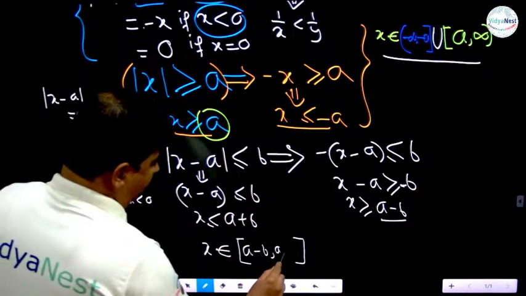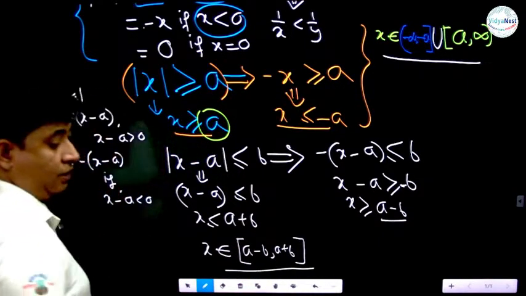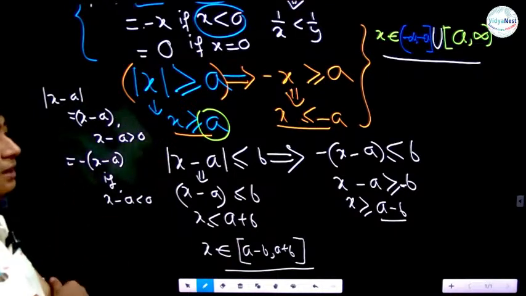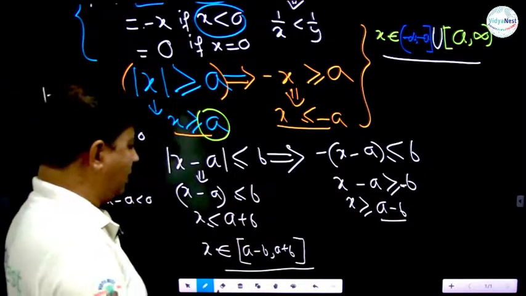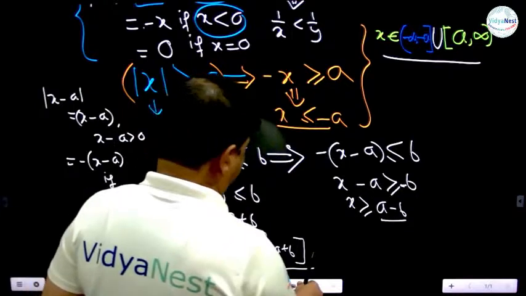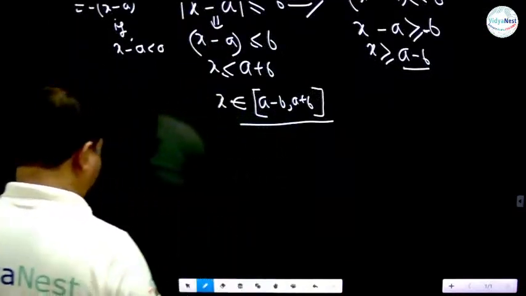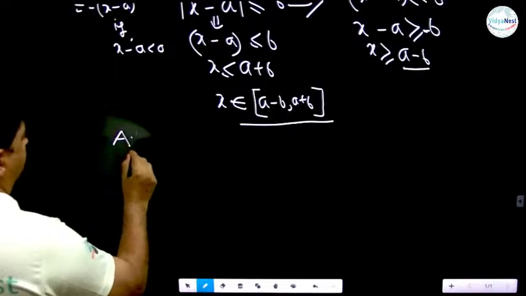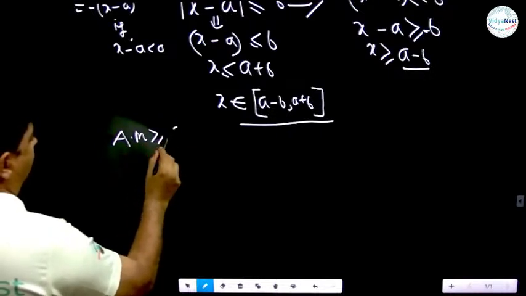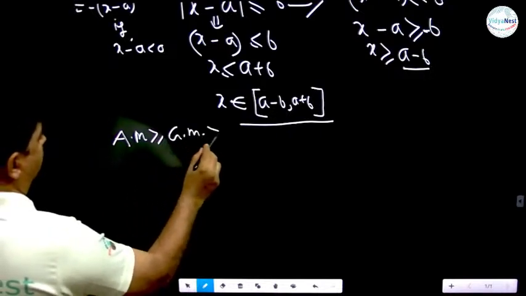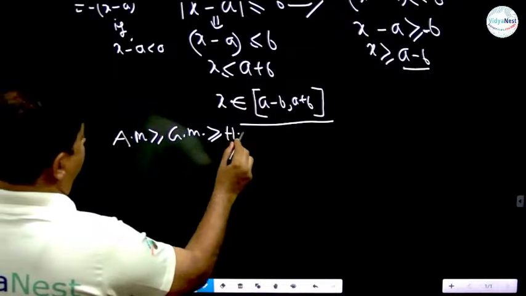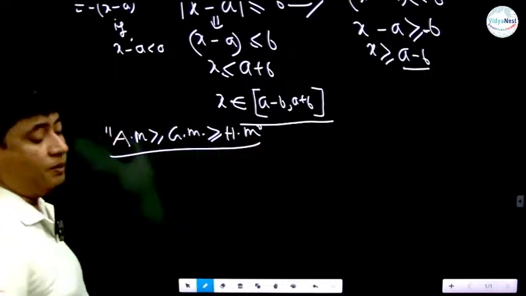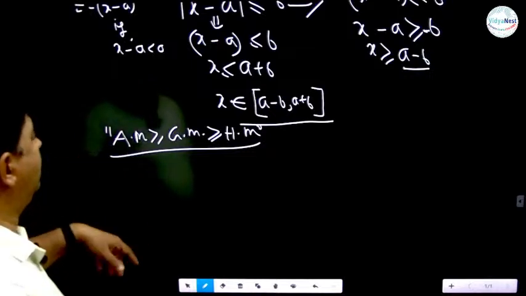So this inequality concept you must consume. Side by side, a few things you were taught in AP. What is that? Arithmetic mean greater than or equal to geometric mean greater than or equal to harmonic mean. That relation between AM, GM and HM is to be used.